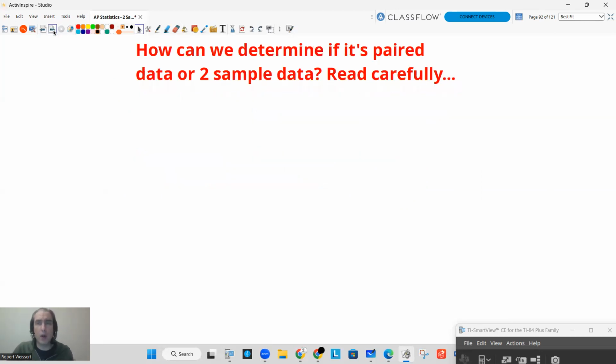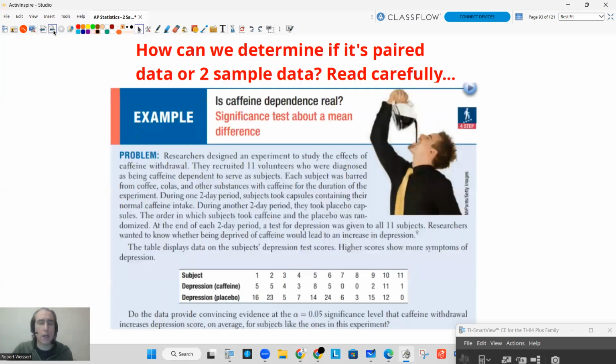I want you to look at this problem here. I'm not going to work it out. I just kind of pulled it from the textbook here. Read through that problem and you can see how it's set up as paired data. If you want to pause the video here, you can read through it on your own.